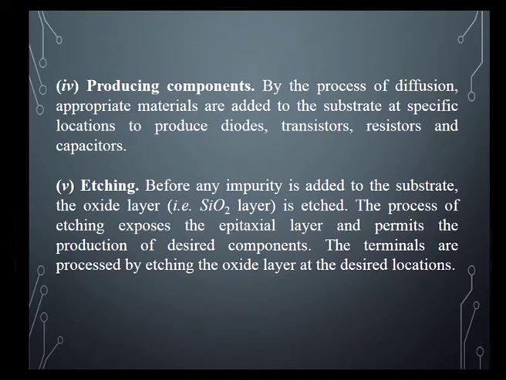The process of etching exposes the epitaxial layer. This will permit us to produce the different electronic components. When we etch the silicon dioxide layer, the epitaxial layer will be exposed. This will help us in getting the desired electronic components in the required position, so that wherever it is required, we can etch the silicon dioxide layer to get the required components.